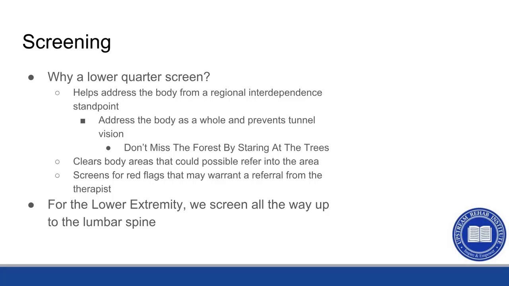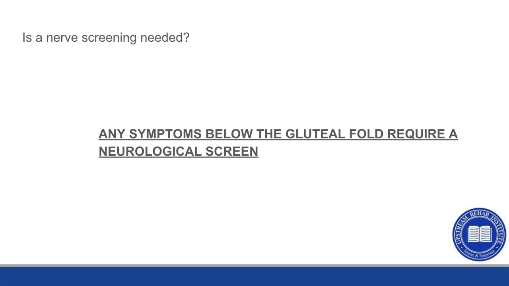So screening, this is one of the big components right after observation that we want to perform. So why? Well, first, it helps us look at the body from a regional interdependent standpoint, and it helps us prevent tunnel vision. It helps clear those body areas that could possibly refer to this area, and hugely important, it helps screen for red flags that might be occurring. For the lower extremity, you want to screen all the way up to the lumbar spine. No matter what, even for ankle pain, etc., screen all the way up to the lumbar spine.